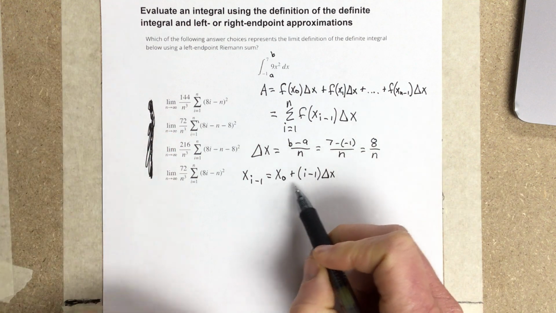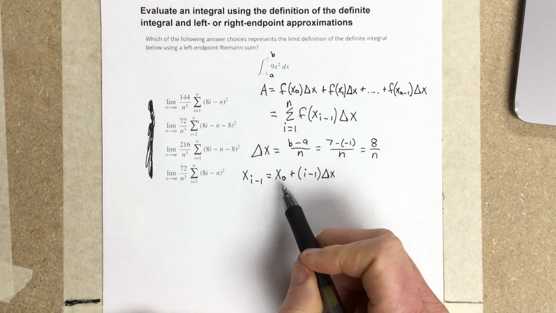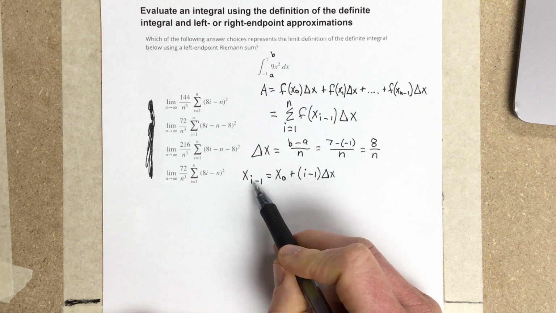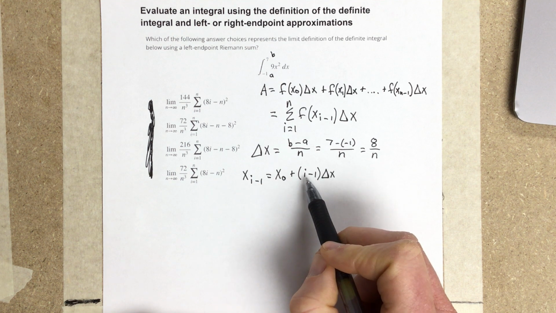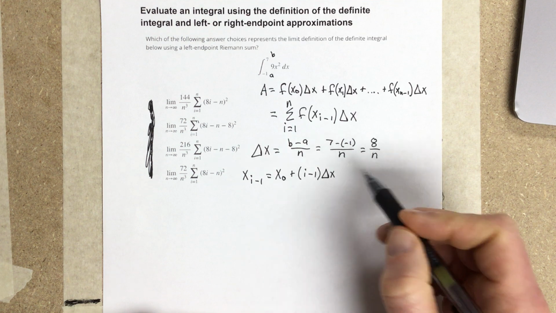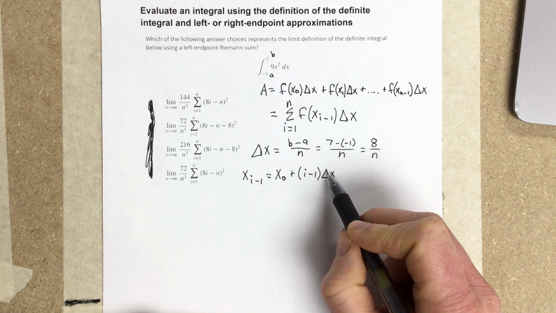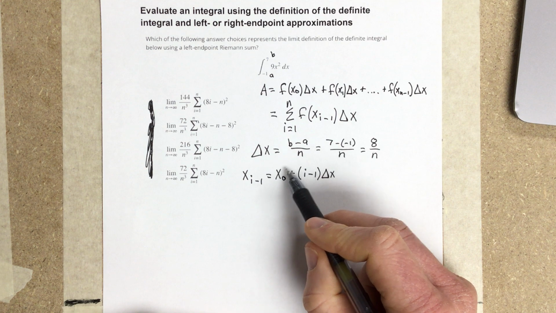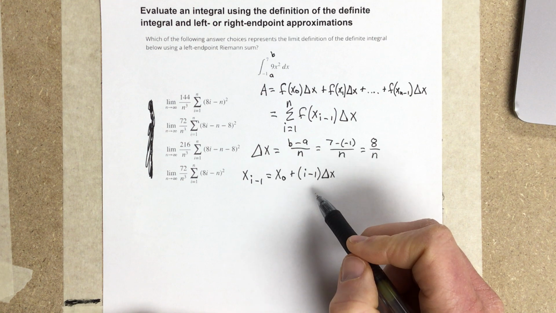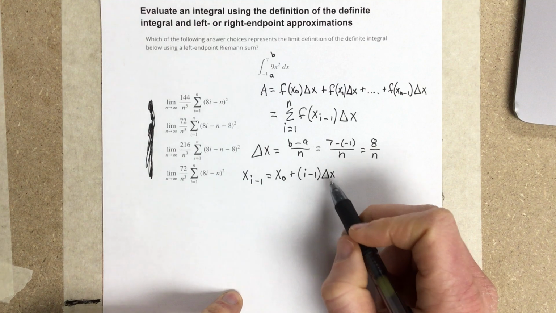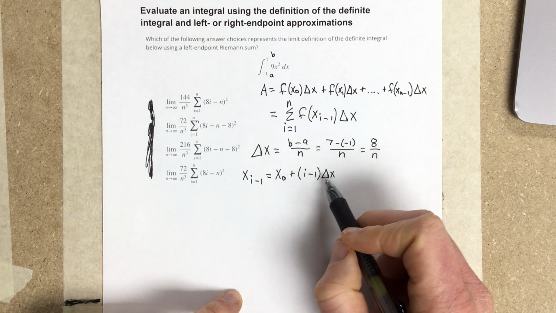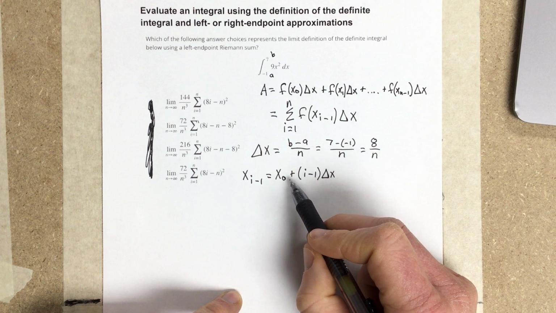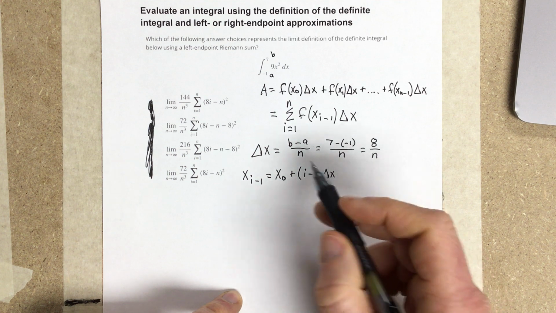Now this is kind of an interesting piece that we put here. The reason x i minus 1 is equal to x sub 0 plus i minus 1 times change of x is that change of x is what we always add to each of our x values. If you remember from our previous section, we were adding change of x because that was our width. And so this is how we got the different widths of our triangles.